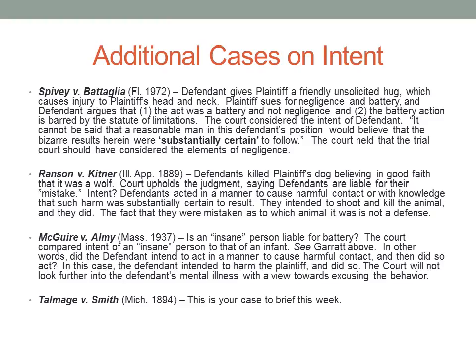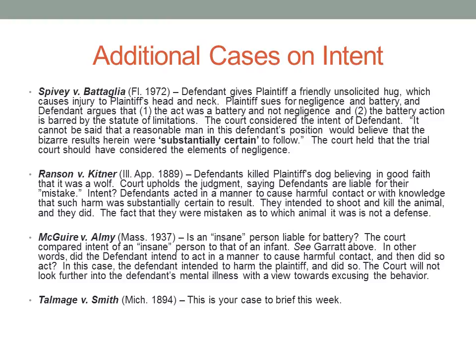Defendant argues that it was a battery and not negligence because he intended to commit the act, and that the battery action is barred by the statute of limitations. And you should all know what that is from civil procedure. If you don't, quickly, it's statute of limitations, which puts a time limit on when you can bring an action in court. If you wait too long, then the action is going to be barred.